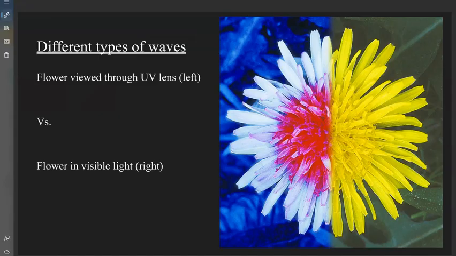Okay. Different types of waves. So things look different. What I love about this is there are animals that see not just different colors, but different types of waves than we do. Like bumblebees can see ultraviolet. So this is on the left side of that. That's kind of what a flower looks like to a bumblebee, except that we're trying to perceive what it would look like to a bee without us having the ability to perceive it.